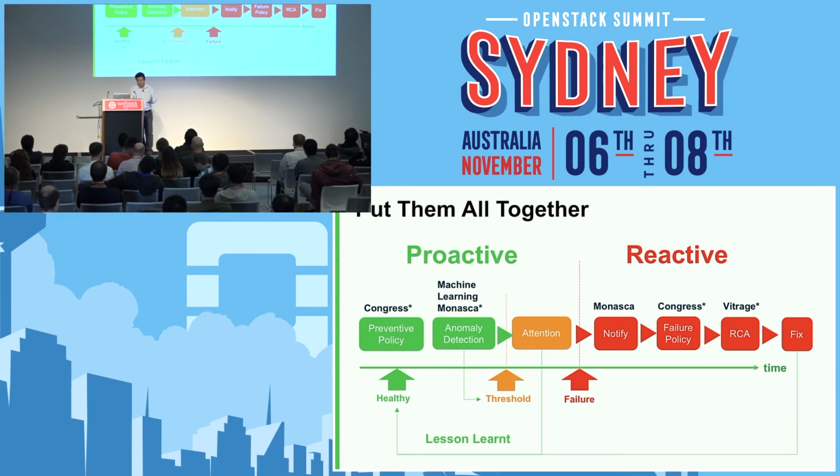In case a failure happens, at least Monasca will keep an eye on it and notify you right away. Congress can also have the failure policy to restore the problem for you first, to make sure the situation is restored to what you expect it to be. And with Vitrage, if it's ready, it can help you accelerate the troubleshooting process by giving you the root cause analysis as well. Then we fix the problem and feed all the lessons learned back into the system to try to make it not happen again.